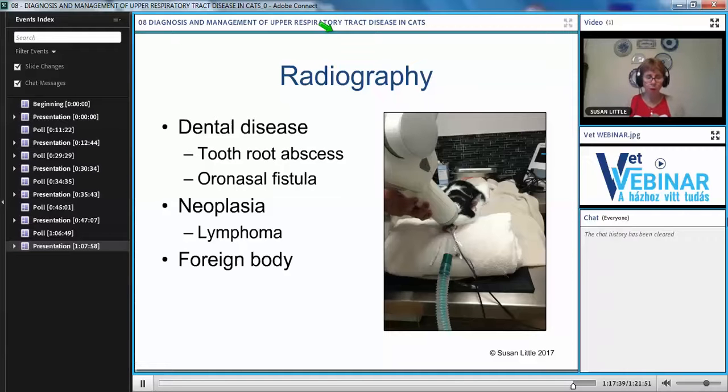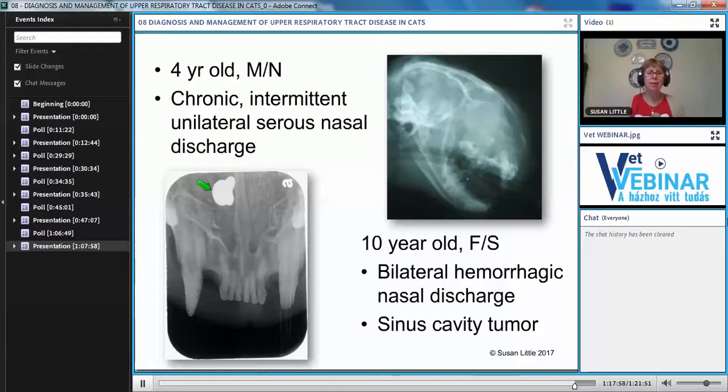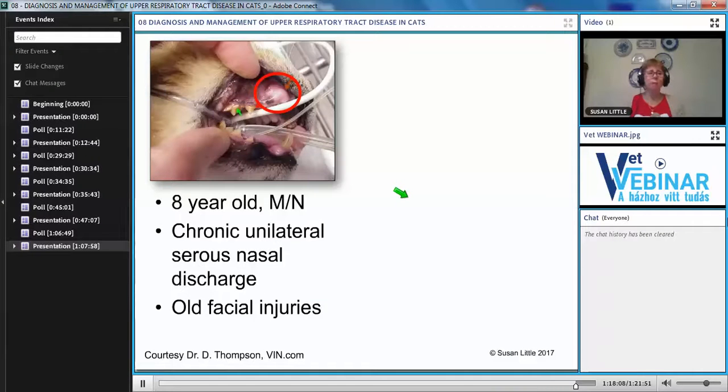And I'll just show you a couple of cases here. Here's a cat with a chronic intermittent discharge, and you can see a foreign body here. That's actually a pellet from an air gun that got lodged in the nasal passages and caused a chronic discharge in that cat. Here's an older cat with a space-occupying lesion that turned out to be a sinus cavity tumor. So those are examples of where radiography might be helpful.